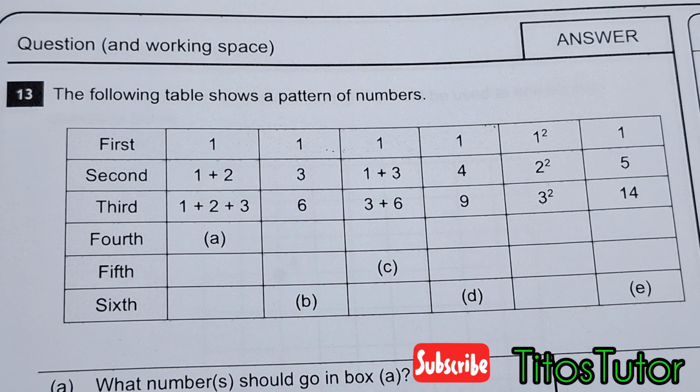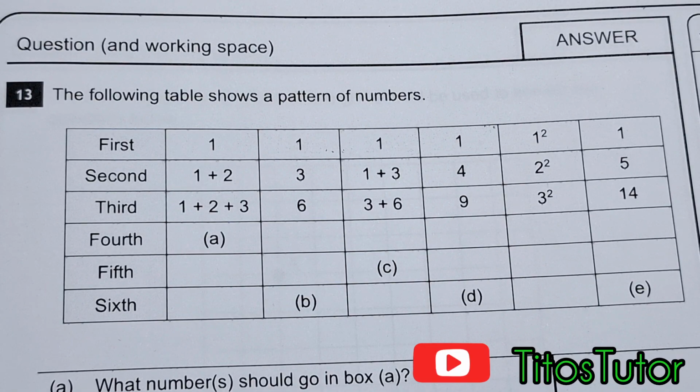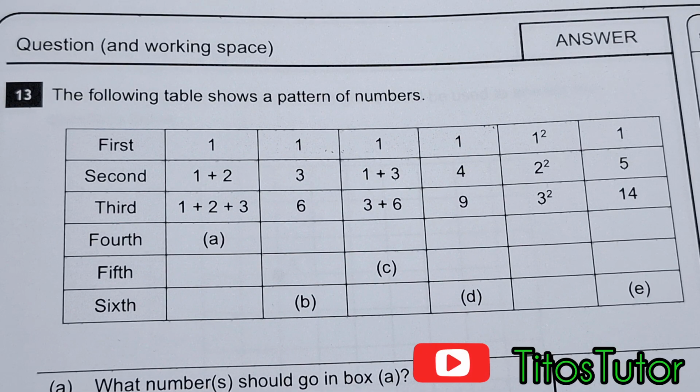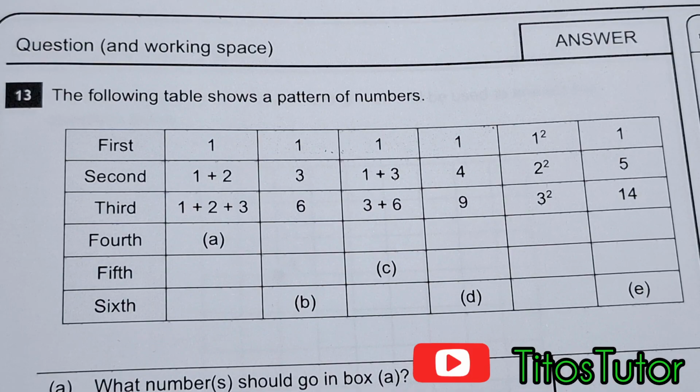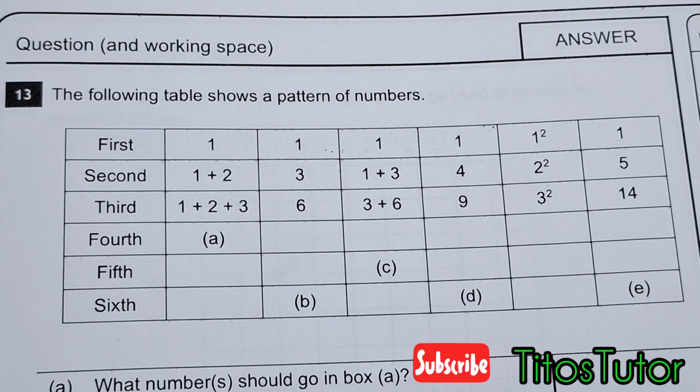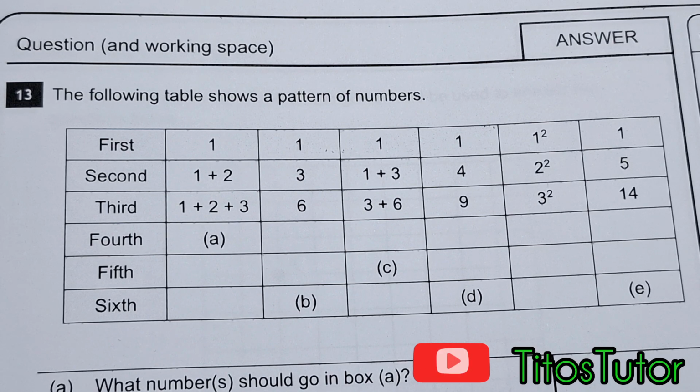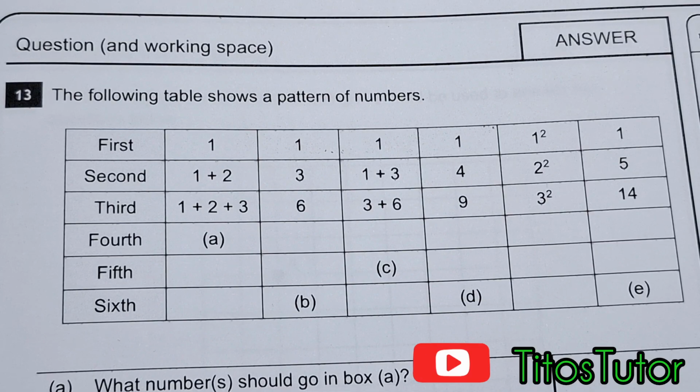In today's video, we're going to be solving some 11 plus questions together. Let's solve this question of quantitative reasoning, number patterns. It is just to reason out certain number patterns and fill in the table. So it's question 13 we are doing today, and it says the following table shows a pattern of numbers: the first number, second, third, fourth, fifth, and sixth number. So it's a number pattern.